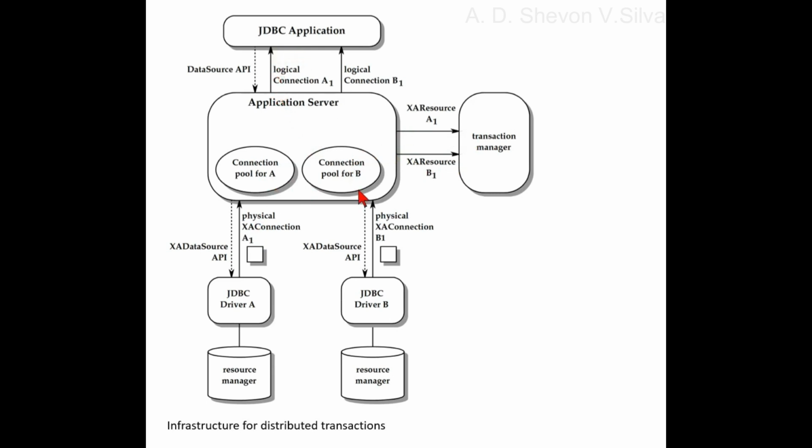And here the application server is connected to JDBC driver B via the XA resource API, and JDBC driver B interacts with the resource manager. JDBC driver B is connected to the application server via physical XA connection B1 here. And here, via XA resource B1, the application server is connected to the transaction manager. And here the application server is connected to the JDBC application via logical connection B1.